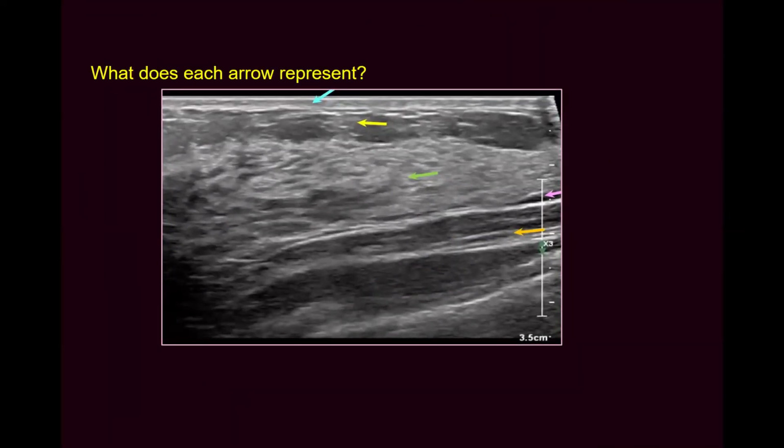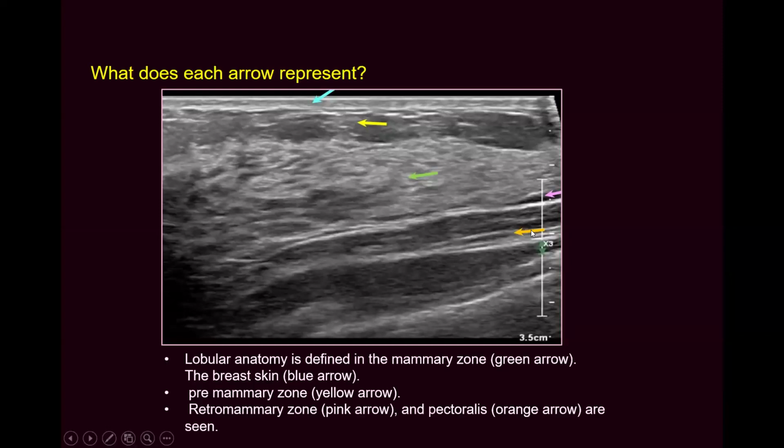Okay, so the last slide. Skin, subcutaneous fatty layer, mammary zone or fibroglandular tissue, retromammary fat, pectoralis major. Excellent. Okay.